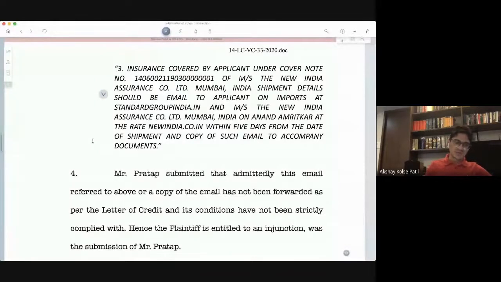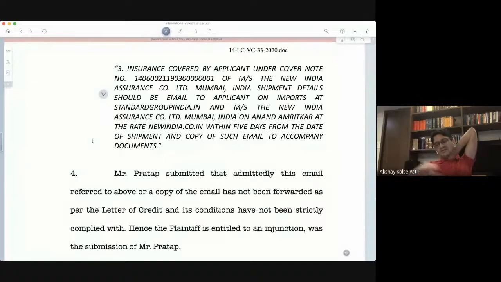So the buyer's case was that this is a fabricated document, this document is not valid, and that's why they have not acted as per the terms of the letter of credit, and that's why this letter of credit cannot be honored, and the bank should be injuncted from making payment to the seller.